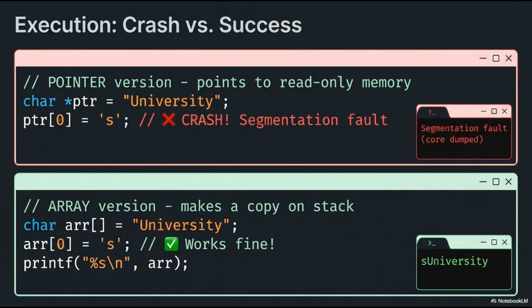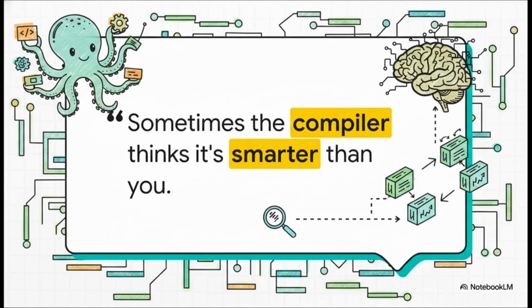And when we execute both of these versions side by side, the difference is immediate. The pointer version tries to change the first letter to a lowercase s, and boom, it triggers a core dump instantly because that memory is locked. But the array version just modifies its own personal copy on the stack, printing out S University flawlessly. No crash, just perfectly executed code. Time to uncover some hidden optimizations.